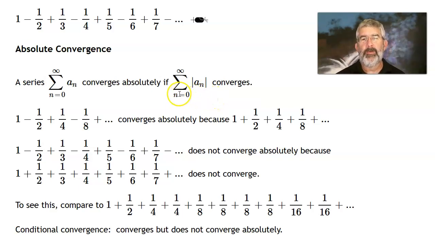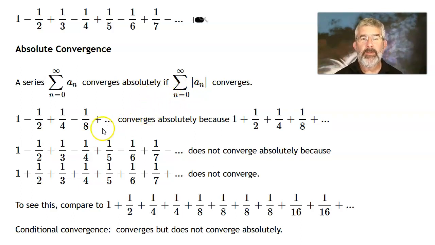When I take the absolute value of all of those terms and add them up, then everything's plus. So this one might have pluses and minuses. This one has all pluses. And it's harder to get all positives to add to something finite than it is to get positives and negatives to add up to something finite. So we say it converges absolutely if you take the absolute value of all the terms and add it up, and that still converges.